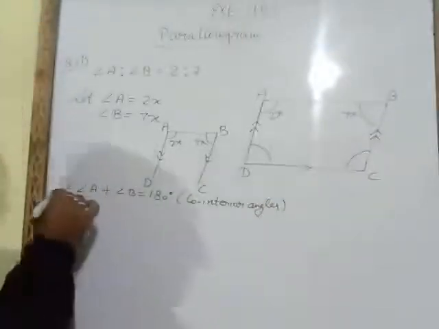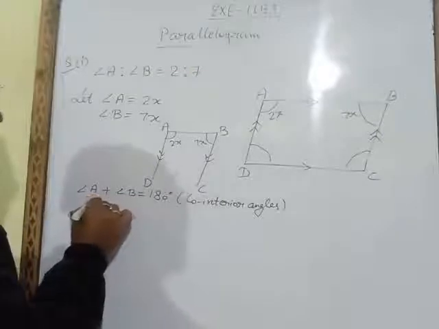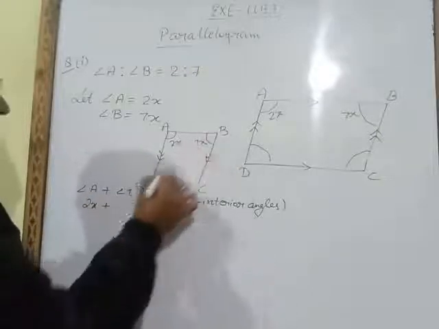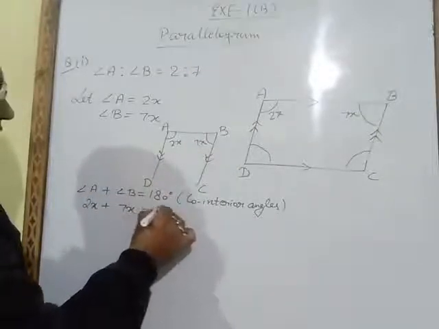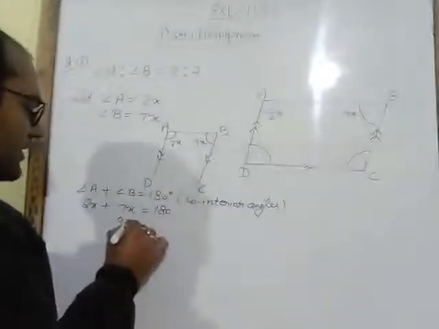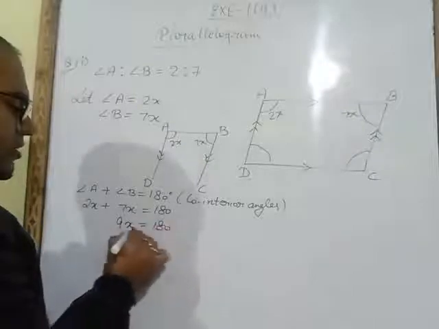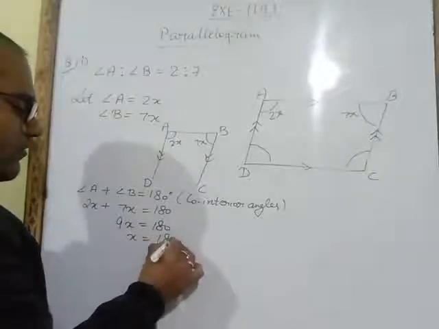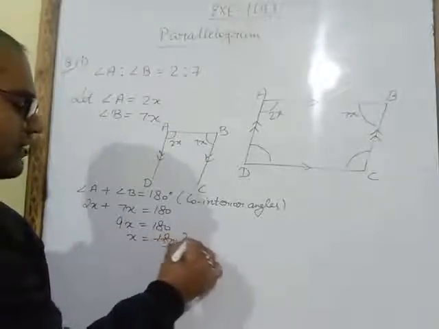Now the value of angle A is 2x plus the value of angle B, 7x, is equal to 180. 2x plus 7x when we add, we will get 9x is equal to 180. On solving it we will get the value of x. X value is 20.